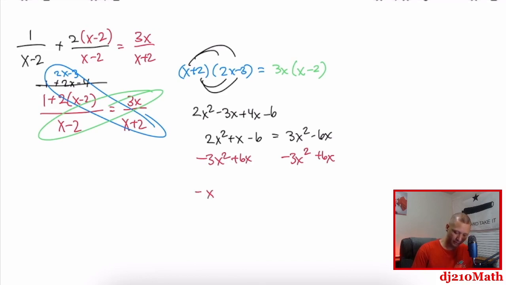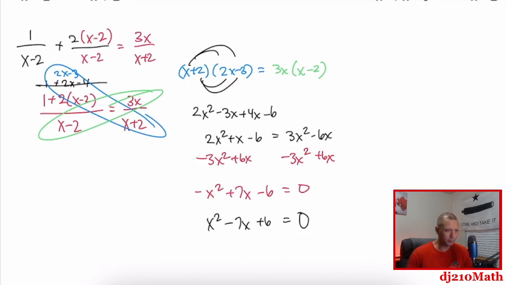So negative x squared plus 7x minus 6 equals 0. I'm going to divide everything by negative because I want my a term to be positive. So I'm just going to flip the signs of everything.